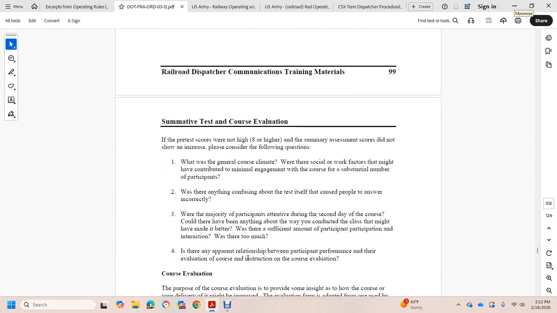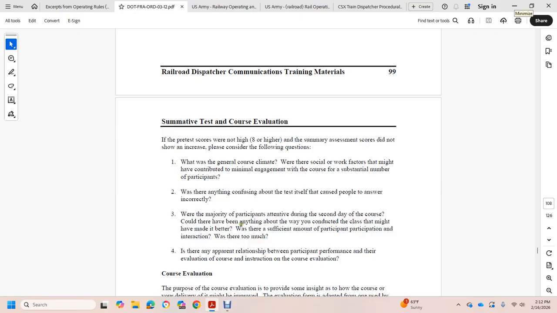If the pre-test was not high, at 8 or higher, and the summative assessment scores did not show an increase, please consider the following questions. What was the general course climate? Whether the social factors might have contributed to minimal engagement in the course with a substantial number of the participants? Whether anything confusing in the test itself caused people to answer incorrectly? Whether the majority of the participants were in the room on the second day of the course?